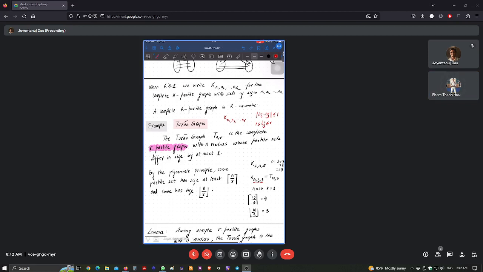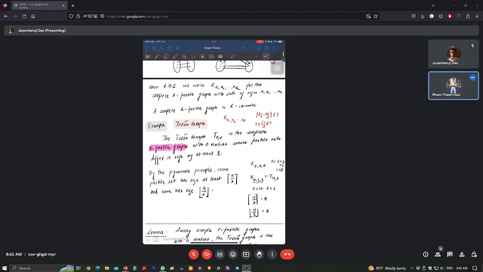For example, K2,3,5 is a complete three-partite graph, and the total number of vertices is 10. But this is not a Turan graph because the difference between 2 and 5 is more than 1. So this is not a Turan graph.